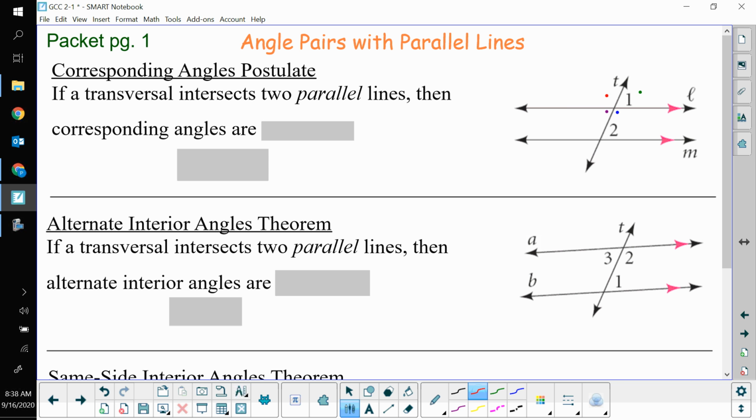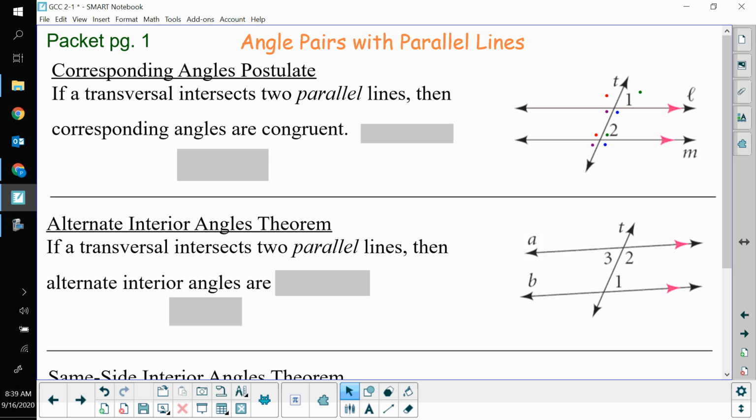Well, let's go down to the bottom intersection. Here's the top left of that intersection, here's the top right, here's the bottom right, and here's the bottom left. So corresponding means the ones that are in the same spots. The top left and the top left, the 2 reds. The top right and the top right, the 2 greens. The bottom right and the bottom right, the 2 blues, or the bottom left and the bottom left, the 2 greens. So those are all pairs of corresponding angles.